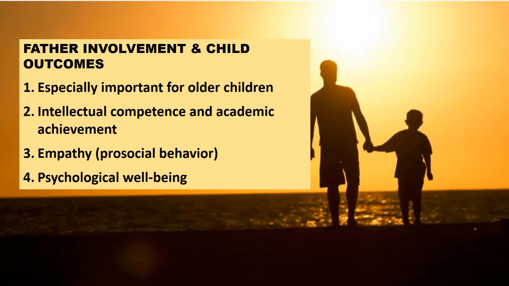And so what we find is it's especially important for older children as they move into adolescence, especially for older male adolescent children. Intellectual competence and academic achievement is more improved for older children. We can measure that in older children when they have an involved father in their life. We find that children who have an involved father score higher on empathy tests, what we call pro-social behavior. They have more meaningful friendships. They're involved in social activities in school. They are able to exhibit and describe empathetic interactions in school and in their social life. Basically, their psychological well-being is more well-rounded, simply because they've got an involved father in their life.